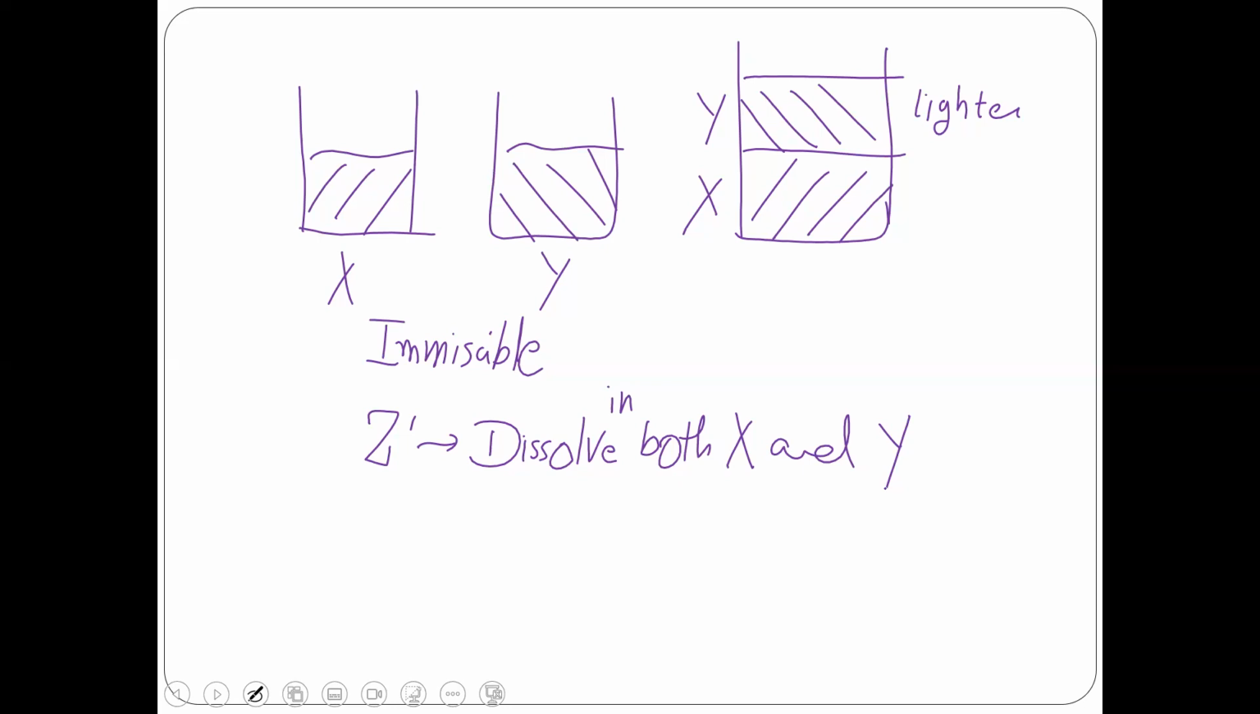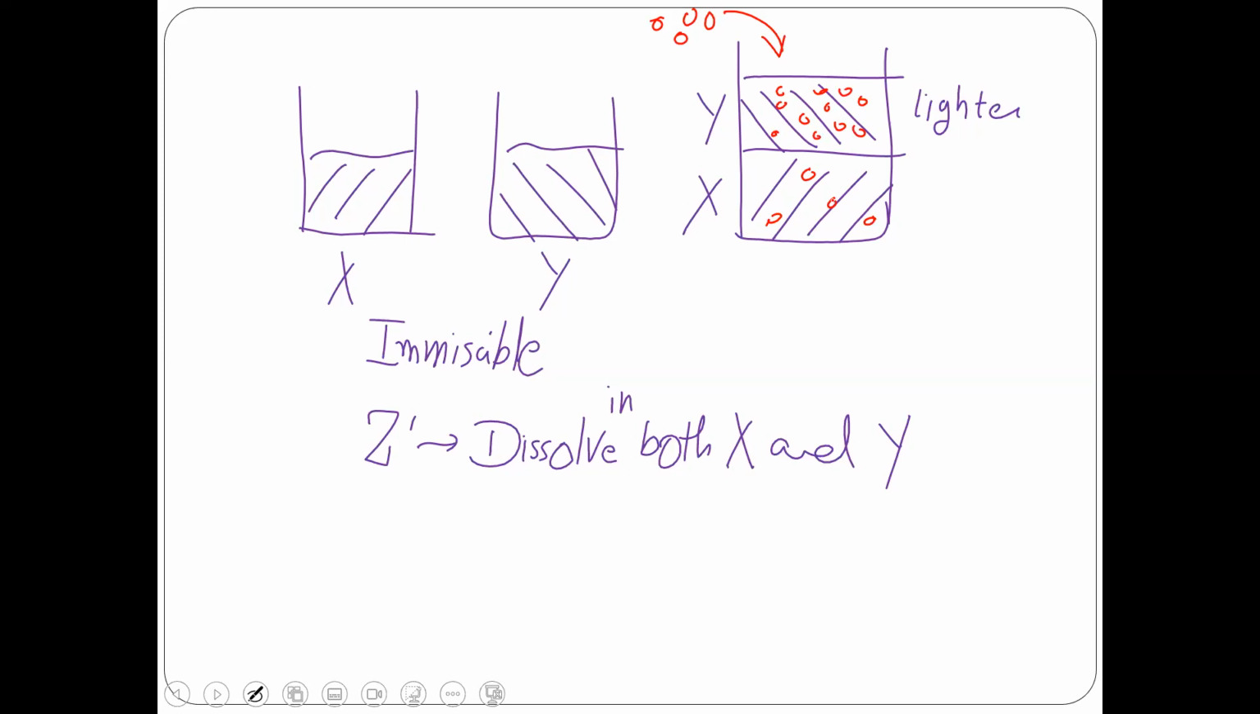So I have Z. Now I start putting Z crystals or Z particles here. What will the Z particles do? Some of the Z particles will dissolve in Y, and some go through the boundary and dissolve in X. Yes. Did you get the point? Yes, I got the point. Z has dissolved in both of them.